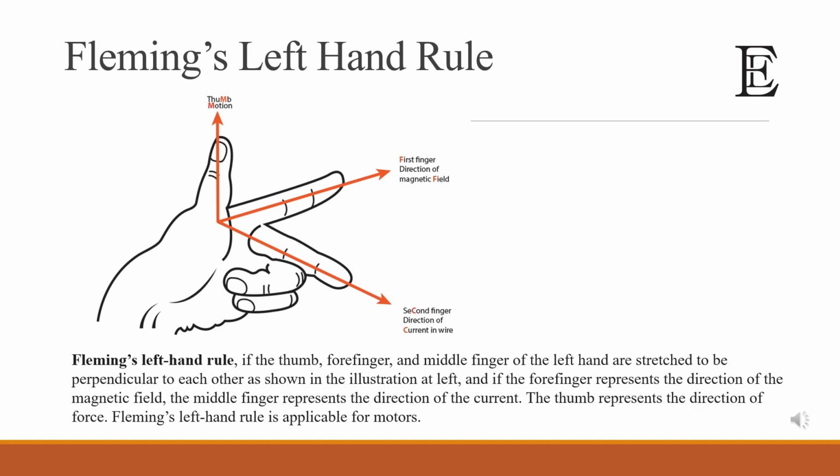Fleming's left-hand rule: if the thumb, forefinger, and middle finger of the left hand are stretched to be perpendicular to each other, as shown in the illustration at left, and if the forefinger represents the direction of the magnetic field, the middle finger represents the direction of the current, the thumb represents the direction of force. Fleming's left-hand rule is applicable for motors.